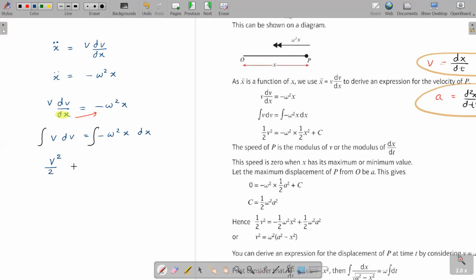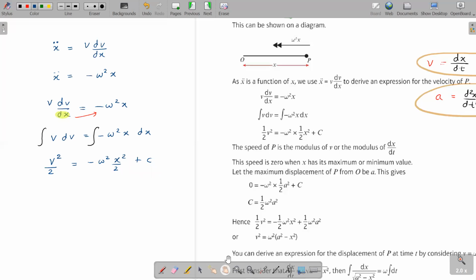So it's going to be v square over 2 equals, here minus omega square is a constant. I told you omega square is a constant. So you'll be only integrating the x. So when you integrate with respect to x, what do you get? X square over 2. And then you'll have to use plus c. Do you agree? Okay, so now we need to find the value of this plus c. So how do we find the value of the plus c?